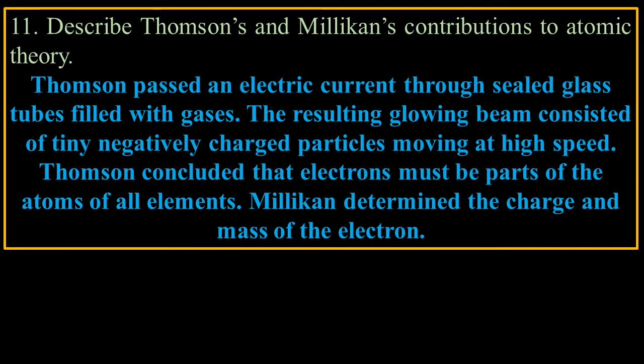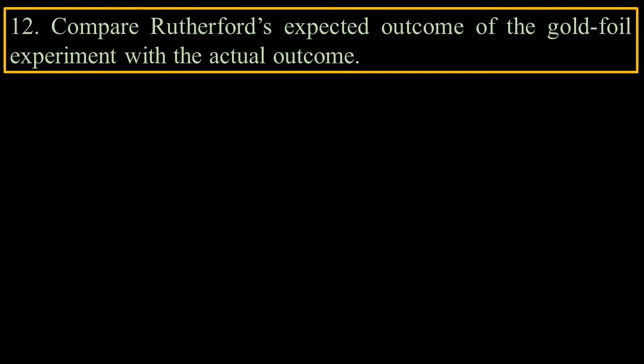Describe Thomson's and Millikan's contribution to atomic theory. Thomson passed an electric charge through sealed glass tubes filled with gases. The resulting glowing beam consisted of tiny negatively charged particles moving at high speed. Thomson concluded that electrons must be parts of the atoms of all elements. Millikan determined the charge and the mass of the electron. Also very important in the physics of electrons was Benjamin Franklin.